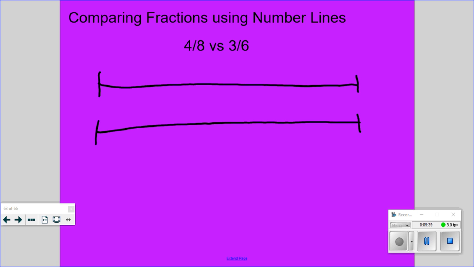I'm going to put 4/8 on that top one. How many pieces will I need to break my number line into if I'm going to show 4/8? Ashlyn? 8. Very good. 8 is an even number, right? So I can start by cutting it in half. Then I'll cut that in half again. So now I have 4 pieces. Then I'll cut it in half again. And now I have 8 pieces. Remember, I'm counting pieces, not lines.